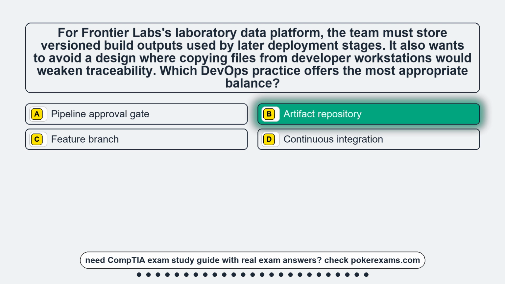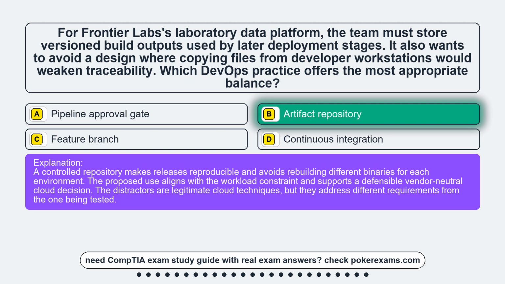The correct answer is option B, artifact repository. A controlled repository makes releases reproducible and avoids rebuilding different binaries for each environment. The proposed use aligns with the workload constraint and supports a defensible vendor-neutral cloud decision. The distractors are legitimate cloud techniques, but they address different requirements from the one being tested.